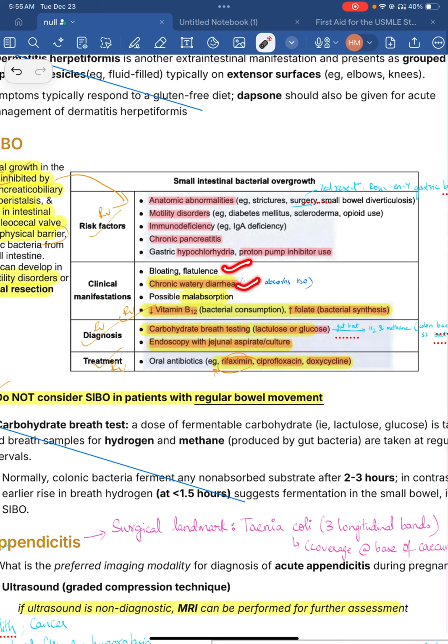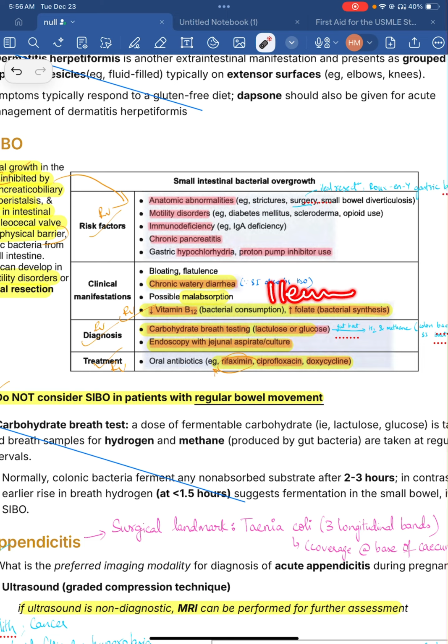Bloating, flatulence, chronic watery diarrhea, possible malabsorption, B12 is decreased, folate is increased. Carbohydrate breath testing should be done in this case, or endoscopy with jejunal aspirate or culture. Treatment is antibiotics. Because it is bacterial overgrowth, you need to give antibiotics. Most important one is rifaximin. You can start with rifaximin.